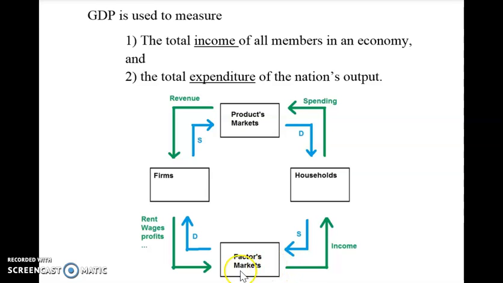This is one. The other one, the total expenditure of a nation's output, is as if we set a checkpoint over here in the products market. So every time the households spend their money going through the checkpoint, we add it up, and then we'll be able to get GDP. Okay?